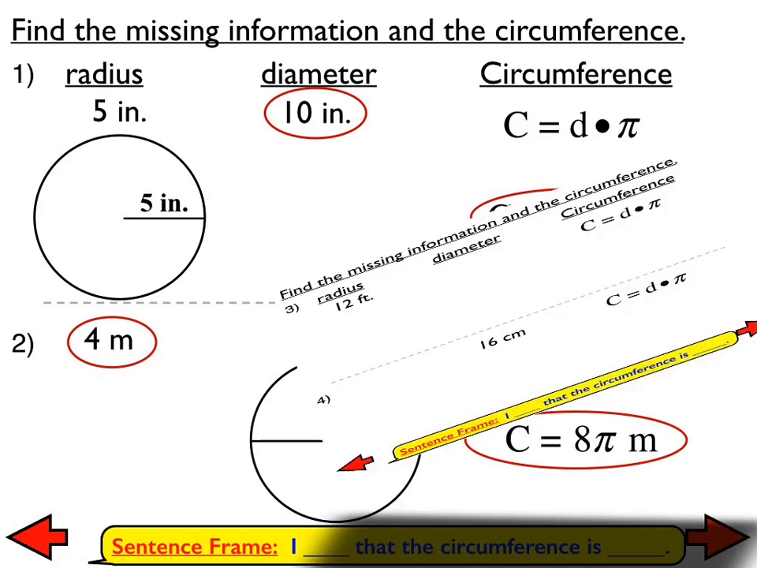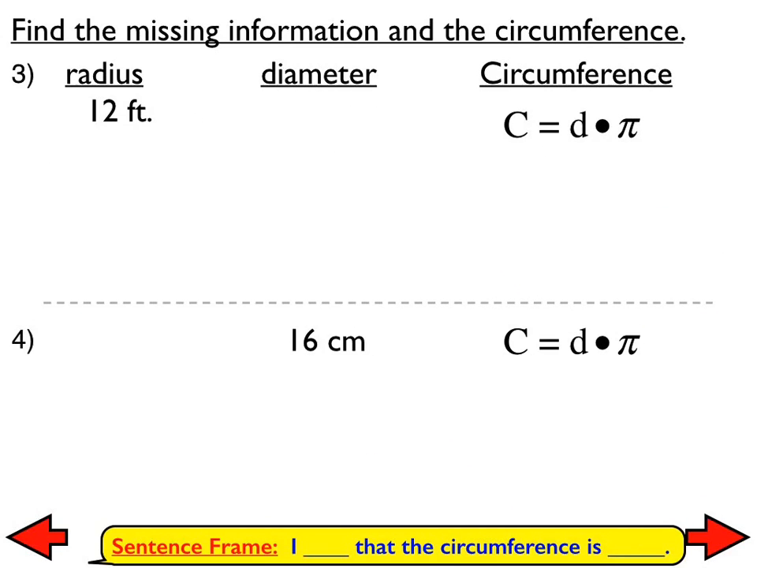All right, I would like everybody to try number 3 and number 4. Find the circumference of both of the circles there.